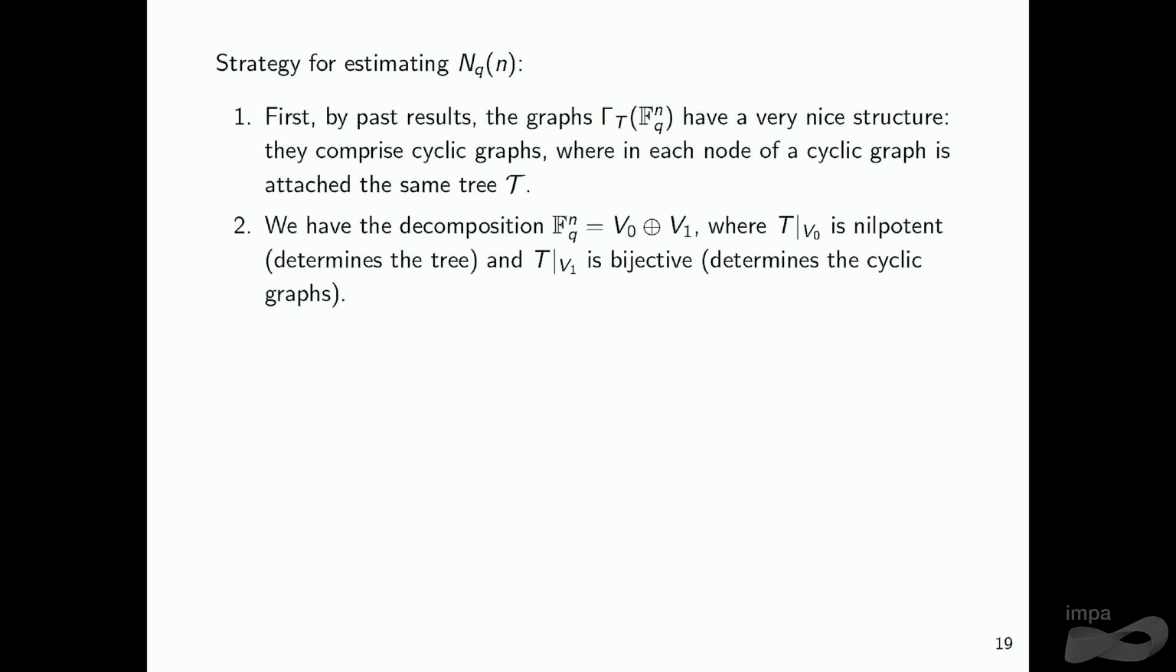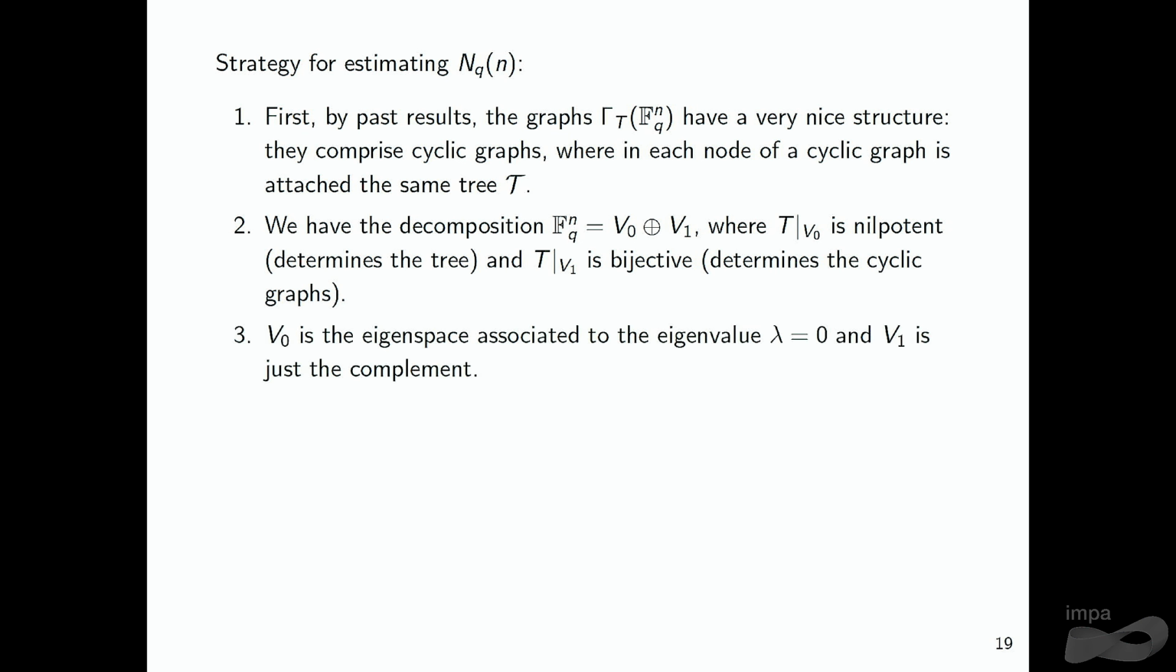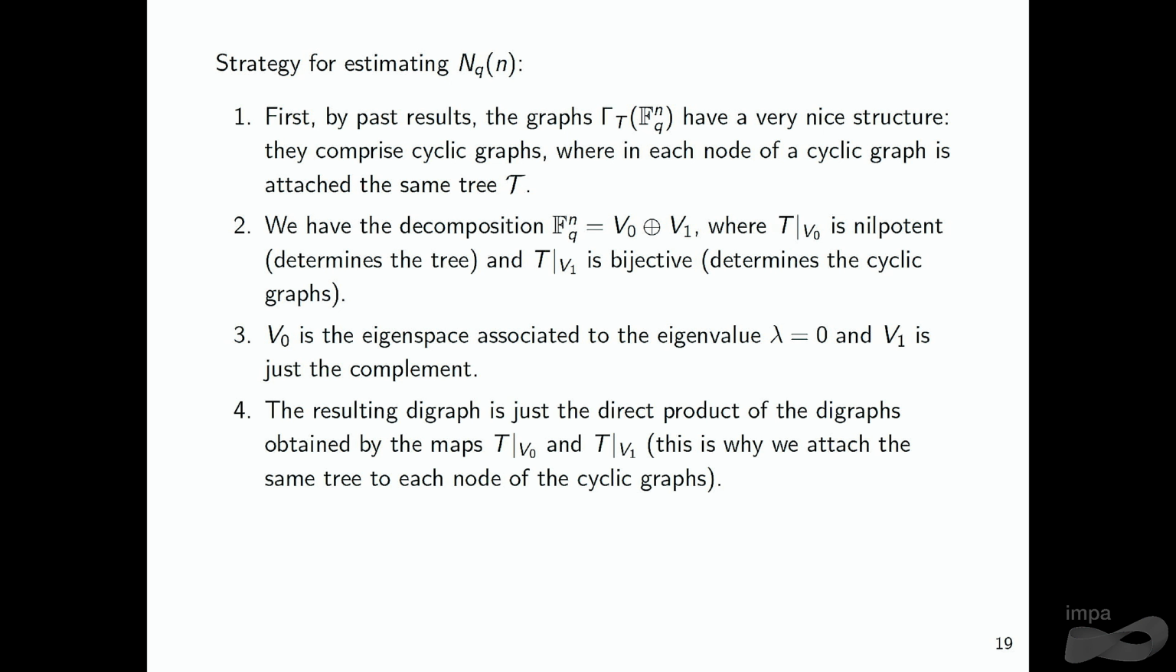Of course, I can decompose my space into T-invariant subspaces where on one component this map is nilpotent, which corresponds to the eigenspace related to the eigenvalue 0. And the other is just a complement with respect to this decomposition. And in this case, what remains after the nilpotent part is just a bijection, right? So V0 will be responsible for the tree, and V1 is responsible for the cycles. And at the end, I just have to tensor, right?